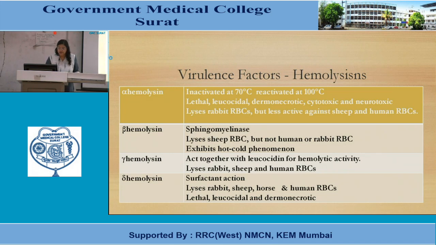The delta hemolysin has a surfactant action. It lyses rabbit, sheep, horse and human RBCs. It is again lethal, dermonecrotic and leukocidal.